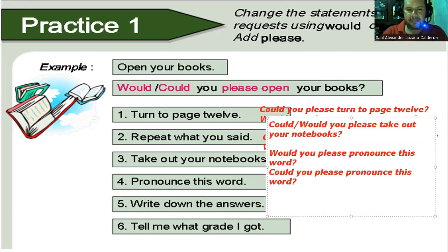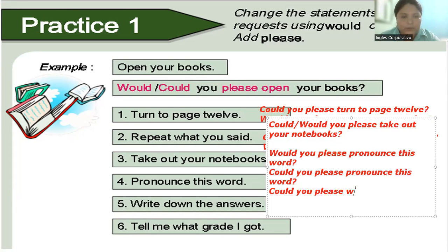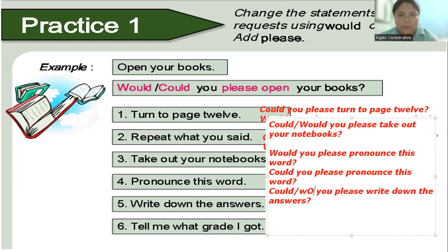Number five. Could you please write down the answers? So remember, using could or would is more formal, but would is more formal than could.